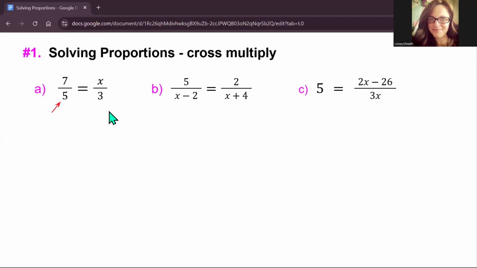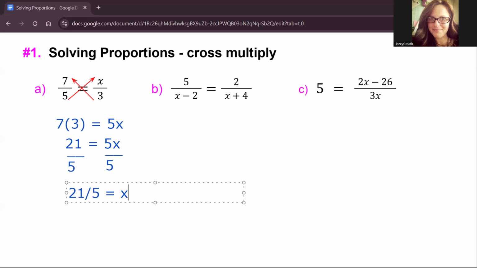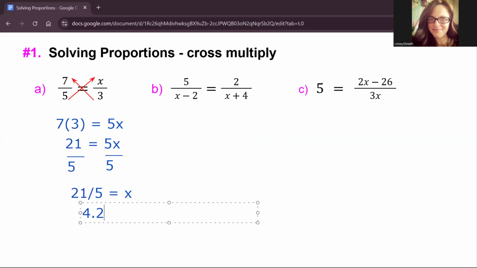Proportions are when two fractions are set equal to each other. To solve a proportion, we will cross multiply. Then we'll set the cross products equal to each other. 3 times 7 is equal to 5 times x. 7 times 3 is 21 equals 5x. And then we'll divide by 5, and 21 divided by 5 is 4.2.